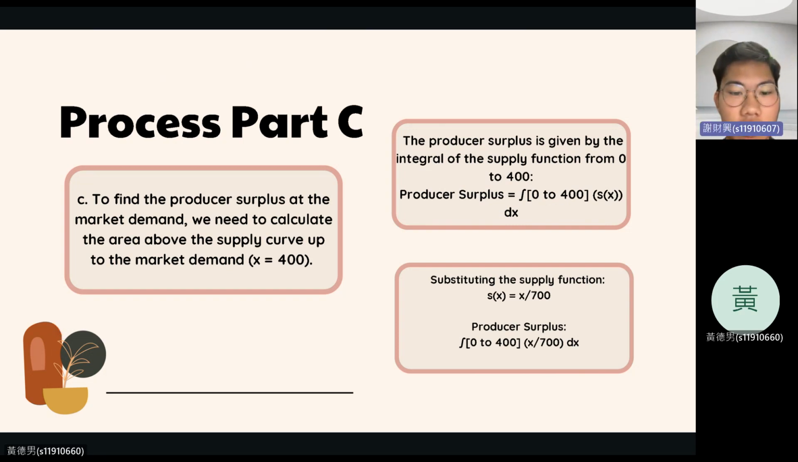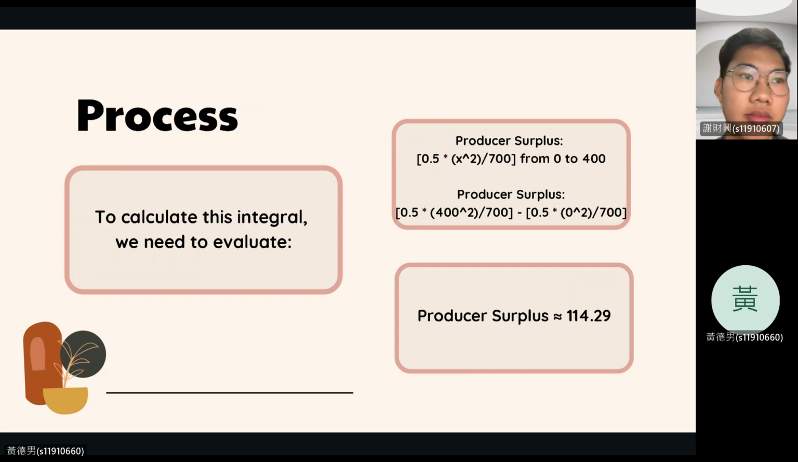So for the last part, we need to find the producer surplus at the market demand. Therefore, we need to calculate the area above the supply curve up to the market demand, which is x equals 400. And the producer surplus is given by the integral of the supply function from 0 to 400, integral 0 to 400 of s(x) dx. And then we need to substitute the supply function, which is s(x) equals x divided by 700. Therefore, we get integral 0 to 400 of x divided by 700 dx.